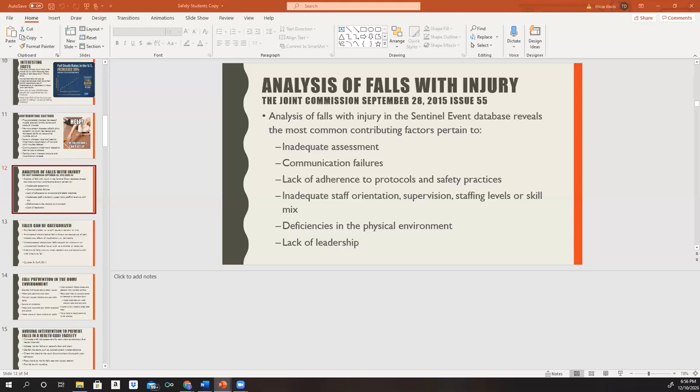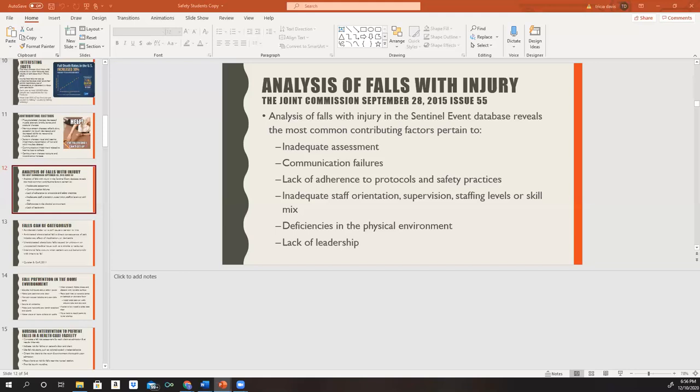Communication failures. An example of that would be, in the morning when I get report on my patients, after I get settled and I meet my patients, I go and find my tech and do a bedside report with them. This guy's a high fall risk. This guy's a Q2 turn. We need to have a plan for the day. He needs to have his call bell in reach. We've got to make sure that bed alarm is on, no exceptions. So when patients' nurses and techs don't communicate, that's when falls happen.